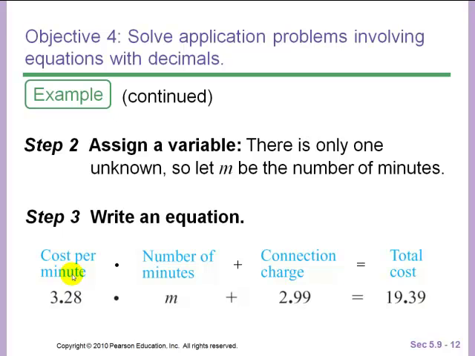Now the cost per minute I know is 3.28. I don't know the number of minutes, that was my variable, so that's my m. The connection charge I know is $2.99, and then my total cost is $19.39. If you struggle with word problems, I highly recommend that you do this hybrid step where you write an equation in words first before you put it fully into symbols. You need to have this equation to get full credit.